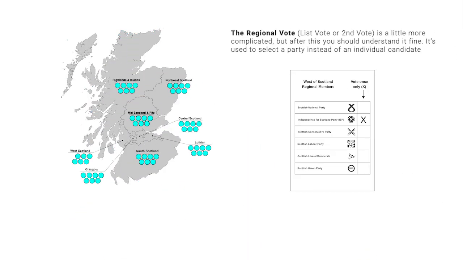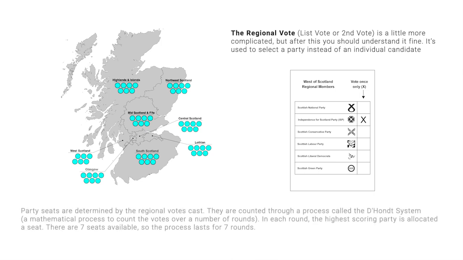The regional vote, list vote or second vote, is a little more complicated, but after this you should understand it fine. It's used to select a party instead of an individual candidate. Party seats are determined by the regional votes cast. They are counted through a process called the D'Hondt system, a mathematical process to count the votes over a number of rounds. In each round, the highest scoring party is allocated a seat. There are 7 seats available, so the process lasts for 7 rounds.